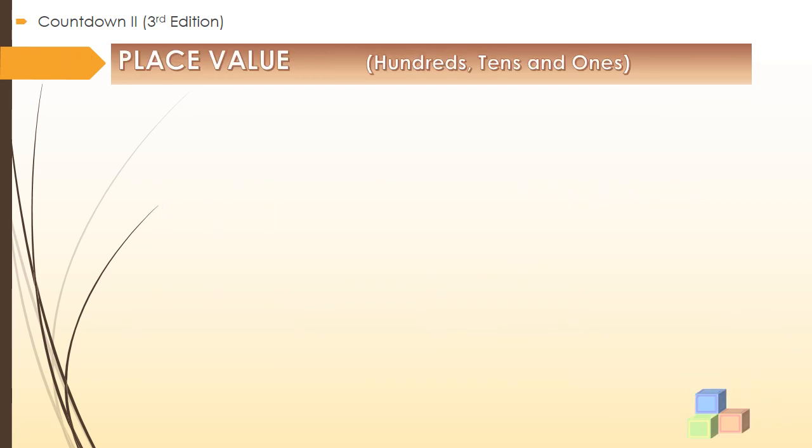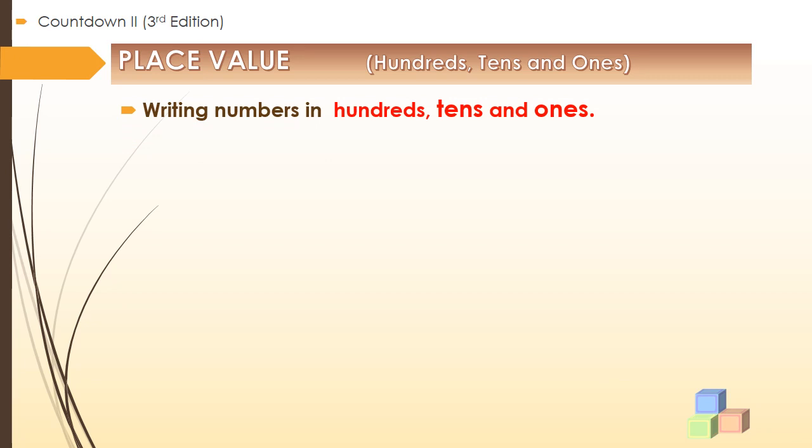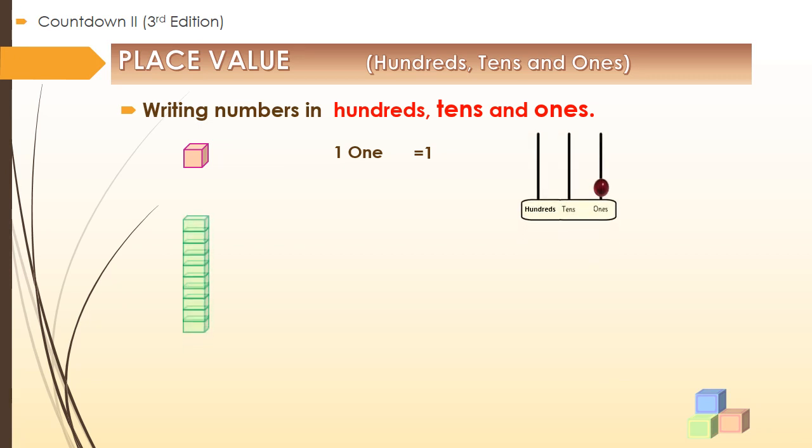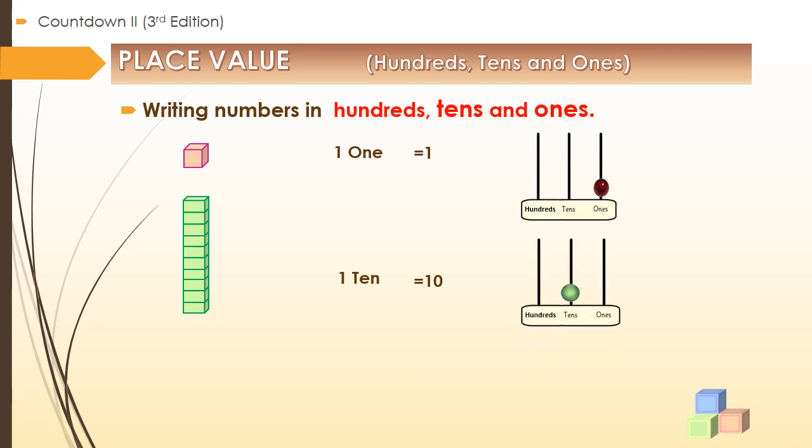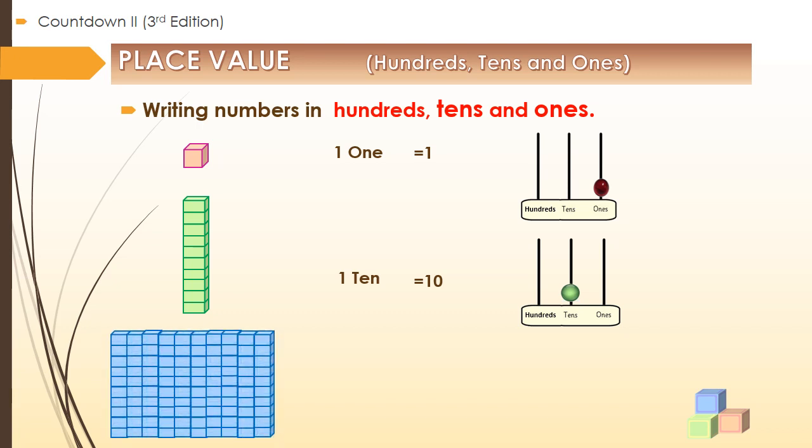Now we will learn how to write a number in hundreds, tens and ones by using blocks and then represent that number on the abacus. Here we have one block which represents 1 one. On the abacus we will show this number by putting one bead on the ones place. To represent one column of tens, which is equal to 1 ten, we will put one bead on the tens place. Similarly, 100 blocks can be represented by putting one bead on the hundreds place.